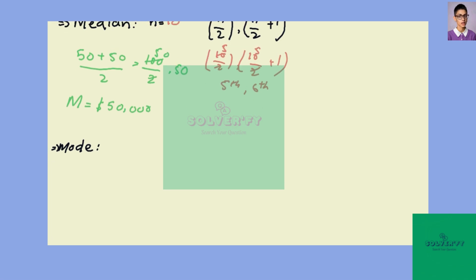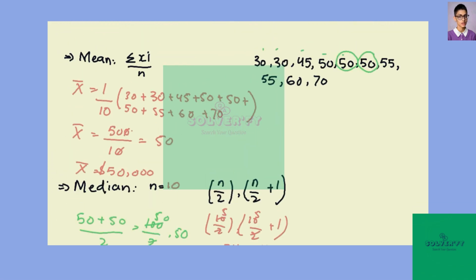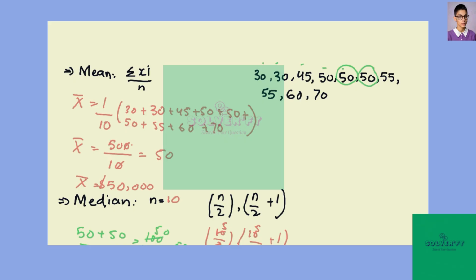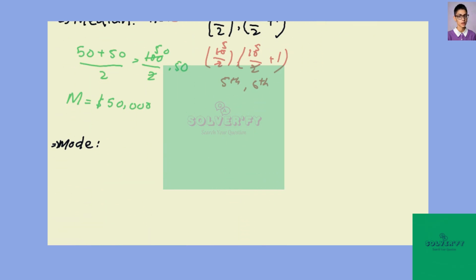Now let's move to the mode. What is the mode? The mode is the number that is repeated the most. So let's find it here in the data. We get that 50 is the most repeated number because it is repeated 3 times. So let's write that the mode is also $50,000.